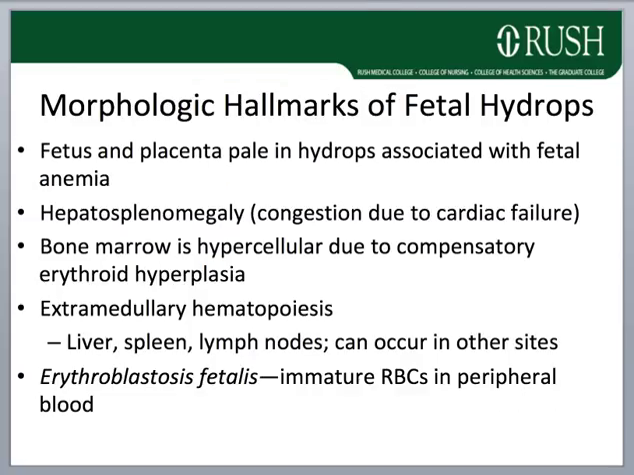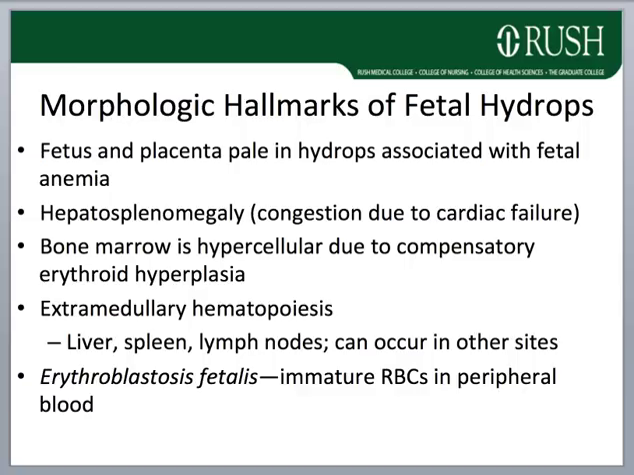In hydrops associated with fetal anemia, both fetus and placenta are characteristically pale. In most cases, the liver and spleen are enlarged from cardiac failure and congestion. Additionally, the bone marrow demonstrates compensatory hyperplasia of erythroid precursors, with the exception being parvovirus-associated red cell aplasia. Extramedullary hematopoiesis is present in the liver, spleen, and lymph nodes, and sometimes in other tissues, such as the kidneys, lungs, and even the heart.